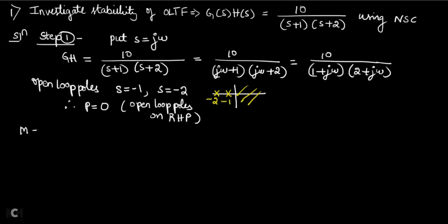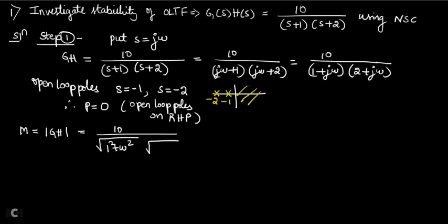magnitude, capital M. How to find the magnitude? Take the modulus of G into H, and you will get the magnitude. So what is the modulus of G into H? The numerator is 10. The magnitude of 10 is 10 only. And the denominator is 1 plus j omega. What is the magnitude of any complex number? You will get the square root of a square plus b square. That is the square root of 1 square plus omega square.